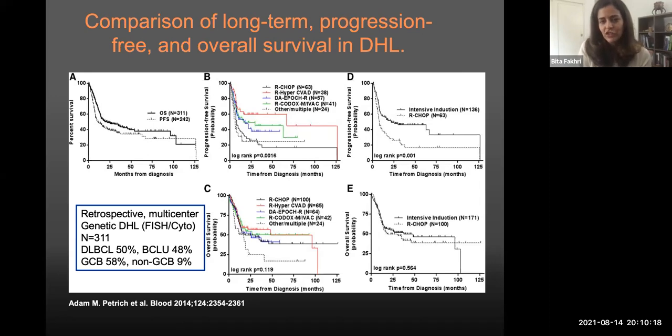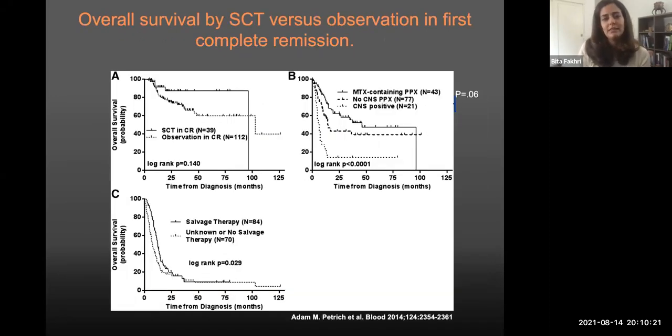So it's really challenging. Then they started looking at, okay, what about doing auto transplant in patients with double hit lymphoma who achieve complete remission at the end of six cycles of chemotherapy, regardless of the chemotherapy that they get. And they realized that patients who do achieve CR and get autologous stem cell transplant as consolidation, their outcomes are not necessarily better than patients who were observed after six cycles of dose adjusted EPOCR and were not consolidated with stem cell transplant.